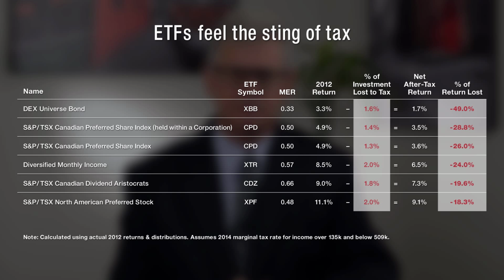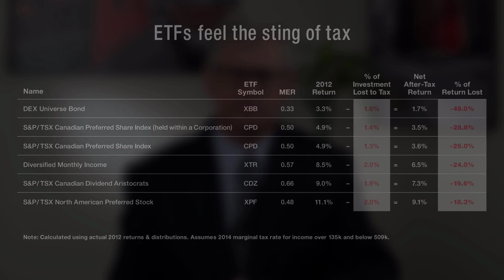For example, here are some commonly used ETFs in the marketplace. You'll notice the very low MERs, which are normally the attraction to the investor. But look as well at the annual return and the percent of this investment return lost to income tax. It's also important to see the percent of return in total lost to income tax.